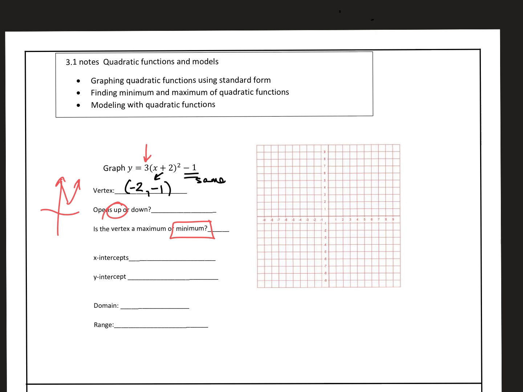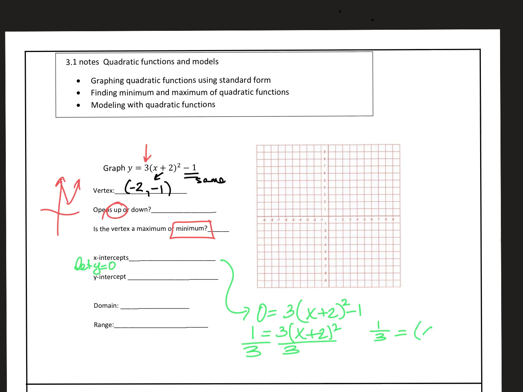How do you find x-intercepts? You let y equal 0 and solve for x. So I'm going to have 0 equals 3 quantity x plus 2 squared minus 1. Move over the 1, so 1 equals 3 times x plus 2 quantity squared, divide by 3. So 1/3 equals x plus 2 quantity squared.